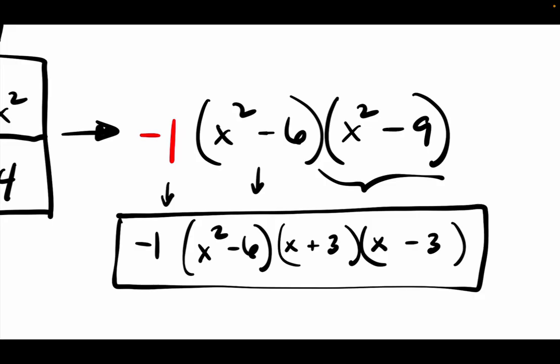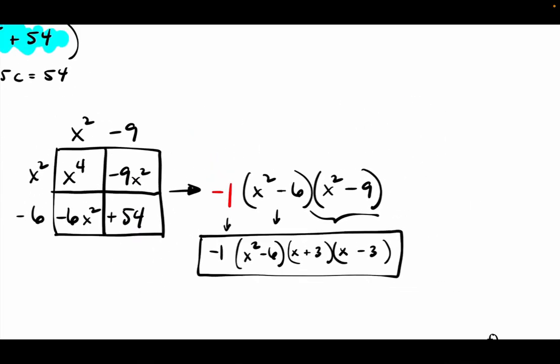Again, order doesn't matter. All I'm looking for is make sure you have a -1 in front. Make sure you have a parentheses with x squared minus 6. Make sure you have a parentheses with x plus 3. And then make sure you have a parentheses with x minus 3. As long as you have those, you can swap them around. It's okay. Okay?